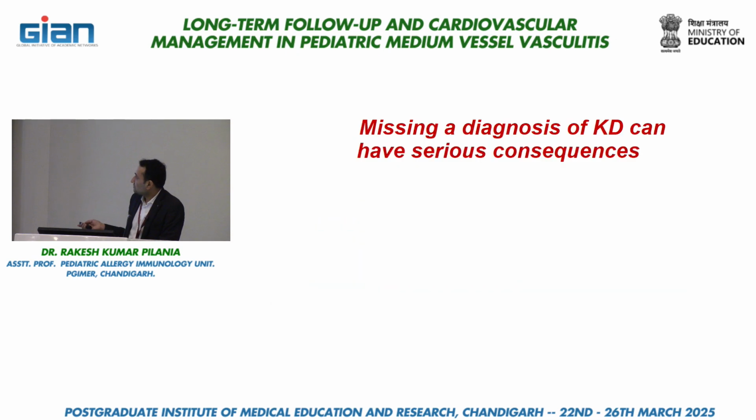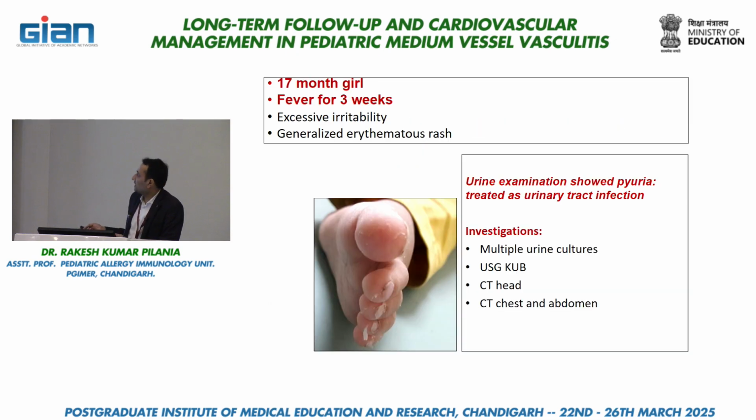Missing a diagnosis of KD can have serious consequences. Something like this was a 17-month-old girl who came with a fever for 3 weeks, excessive irritability and a generalized erythematous rash. A urine examination showed pyuria. In an infant, whenever you have pyuria, you would think of a urinary tract infection. But for sterile pyuria, the most common cause is Kawasaki disease.